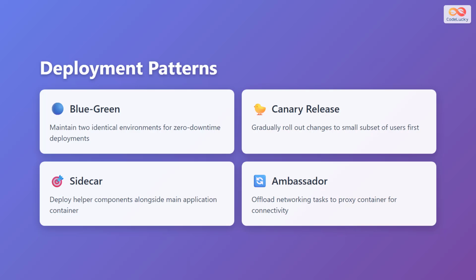Deployment patterns help you release changes safely and efficiently. Blue-green deployment maintains two identical production environments, letting you switch traffic instantly with zero downtime. Canary release gradually rolls out changes to a small subset of users first, allowing you to catch issues before they affect everyone. The Sidecar pattern deploys helper components alongside your main application container, handling cross-cutting concerns like logging or monitoring. Ambassador offloads networking tasks to a proxy container, simplifying connectivity between services.